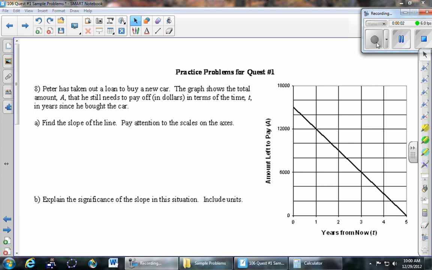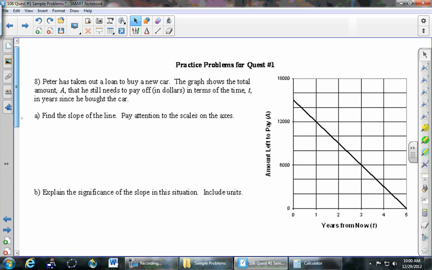This is problem number 8 on the practice problems for quest number 1. Peter has taken out a loan to buy a new car. The graph shows the total amount A that he still needs to pay off in dollars in terms of the time T in years since he bought the car. Part A, find the slope of the line. Pay attention to the scales on the axes.